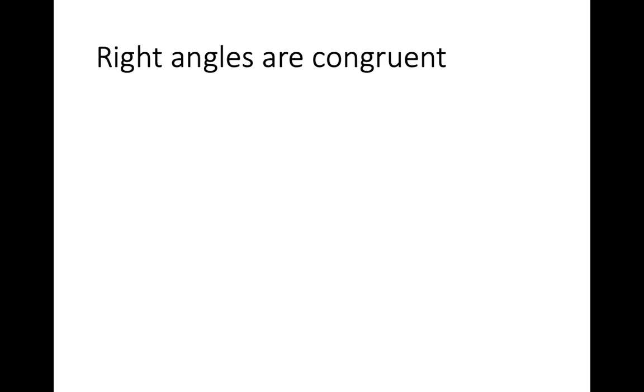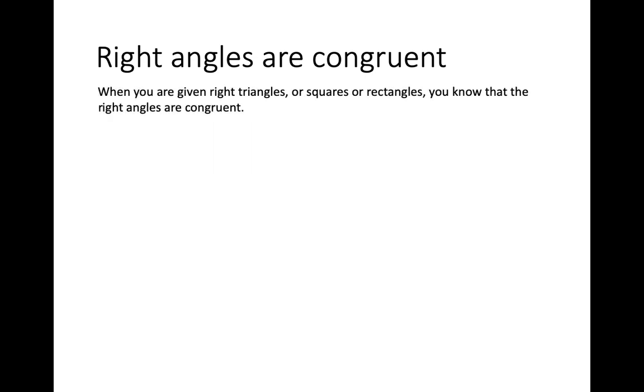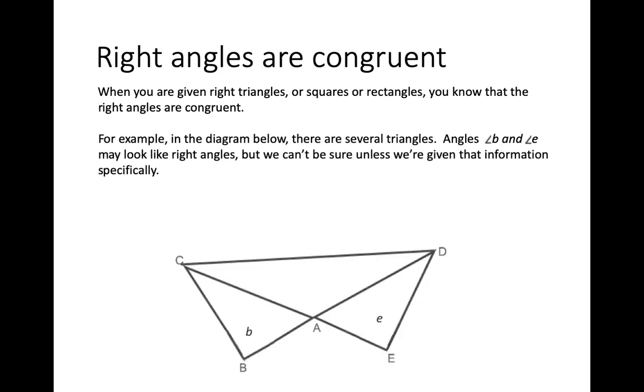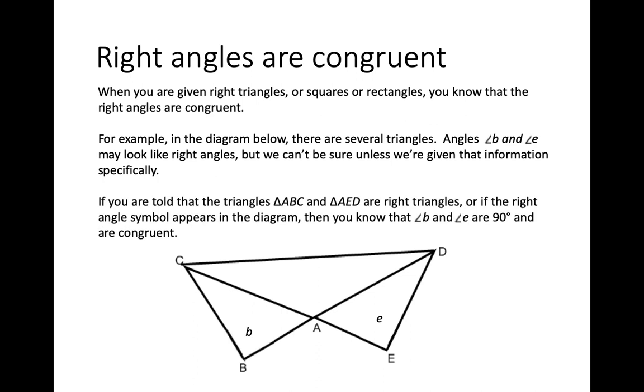The next one is that right angles are congruent. This may sound obvious, but when you are given right triangles or squares or rectangles, you know that the right angles are congruent. In the diagram below, there are several triangles. Angles B and E may look like right angles, but we can't be sure unless we're given that information specifically. If you're told that the triangles ABC and AED are right triangles, or if the right triangle symbol appears in the diagram, then you know that angle B and angle E are 90 degrees and are therefore congruent.